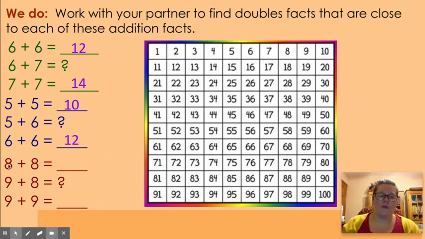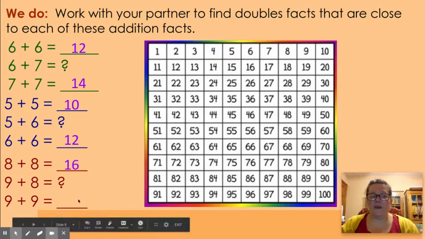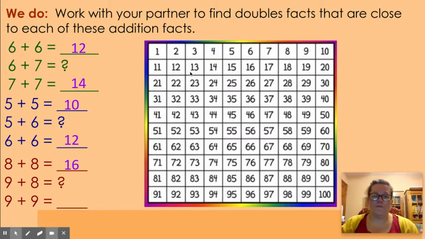Okay. Now here we have 8 plus 8. So I could find 8 and count 1, 2, 3, 4, 5, 6, 7, 8, and I get 16. Or I could double the 9. I could find 9 and count 9 more. 1, 2, 3, 4, 5, 6, 7, 8, 9, and I get 18.